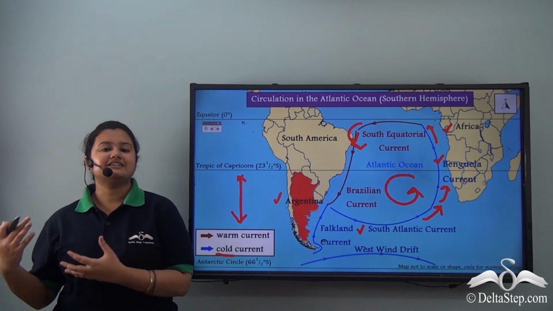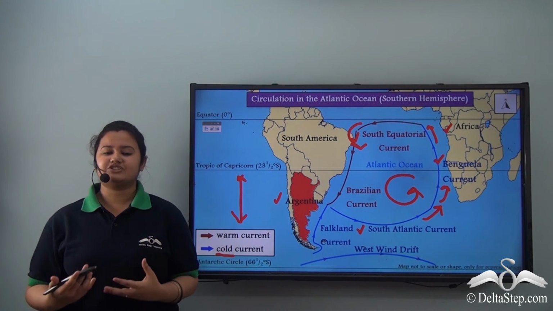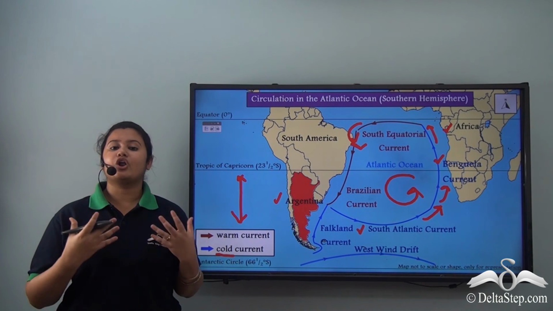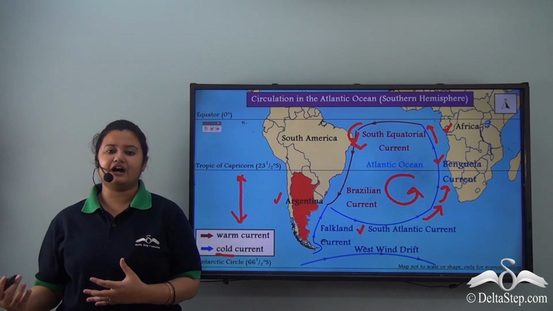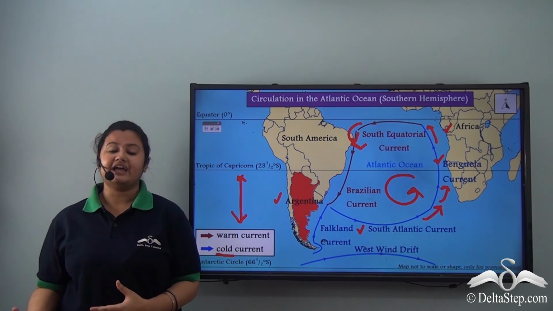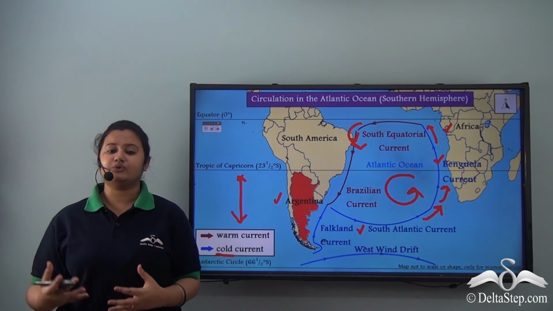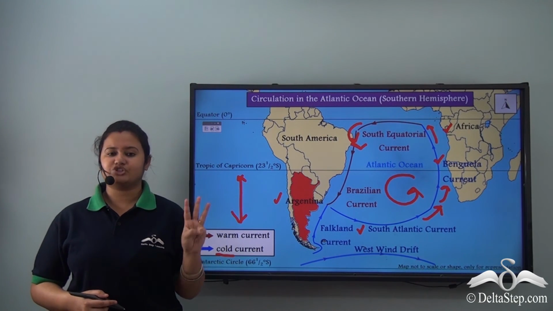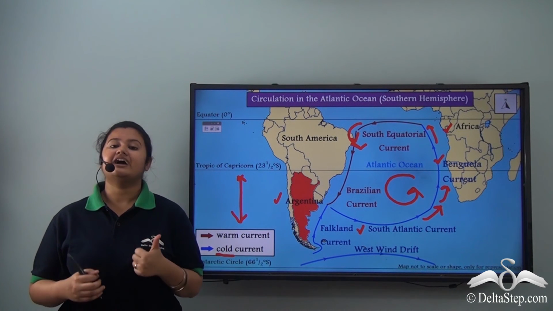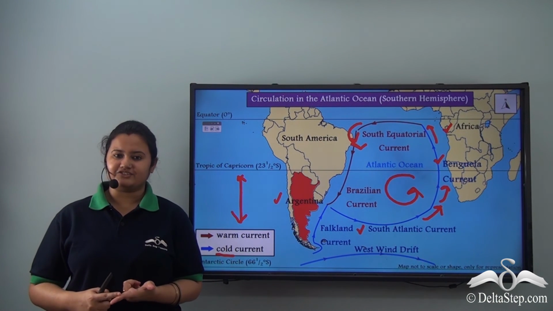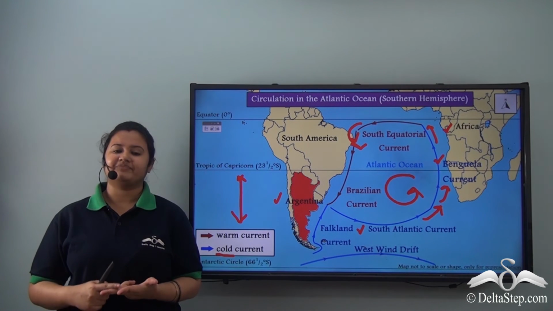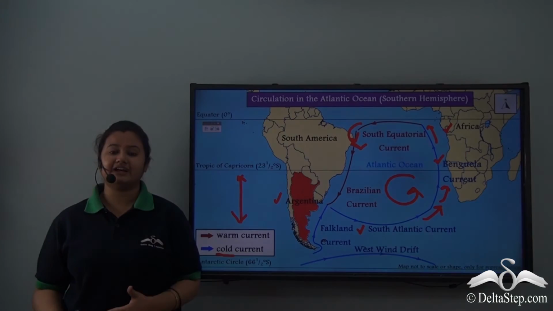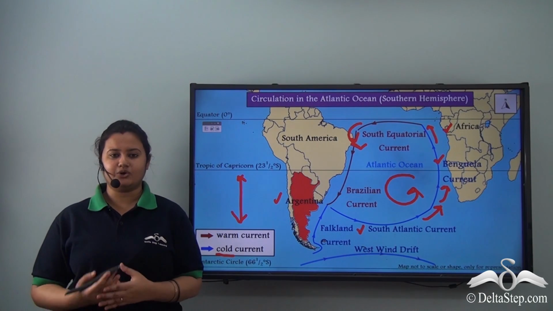So, today we have studied about the circulation of ocean currents in the northern half of the Atlantic Ocean and then in the southern half of the Atlantic Ocean. We saw that in the northern half of the Atlantic Ocean, the ocean currents follow clockwise pattern, and in the southern half they follow anti-clockwise pattern. The ocean currents follow these patterns due to the Coriolis effect. We also studied about three important ocean currents in the Atlantic Ocean. They are the Gulfstream, the North Atlantic Drift, and the Labrador Current. And finally, we studied about the complete circulation of ocean currents in the southern hemisphere of the Atlantic Ocean.